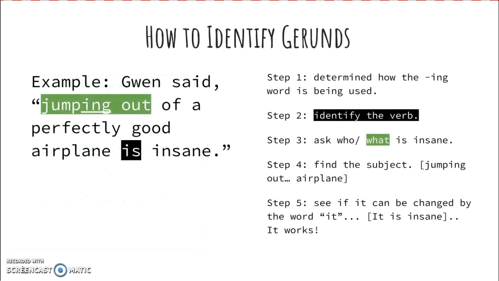How to identify gerunds. Example: Gwen said jumping out of a perfectly good airplane is insane. Step 1: Determine how the -ing word is being used. Step 2: Identify the verb.